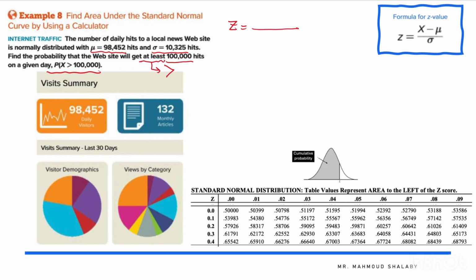So I will need a longer fraction here. I will use the rule. x is the value given here, so it's 100,000, minus mu, which is given here, 98,452, divided by sigma, which is 10,325.